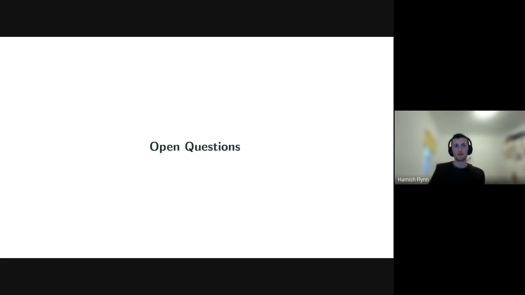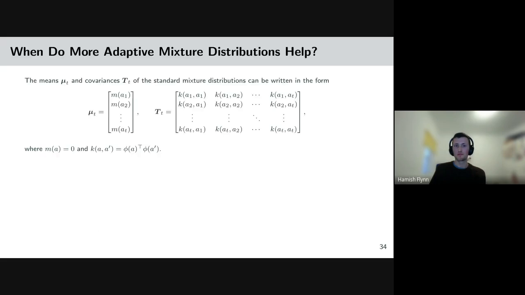Okay, so finally I'm going to talk about an open question that came up with this work. The mean vectors and the covariance matrices of the standard mixture distributions can be written in this form. M is some fixed mean function, in this case just 0, and K is some fixed kernel function, in this case a fixed linear kernel. But the requirements on the mixture distributions actually allow us to update the mean function and the kernel function at each round using previously observed actions and rewards.